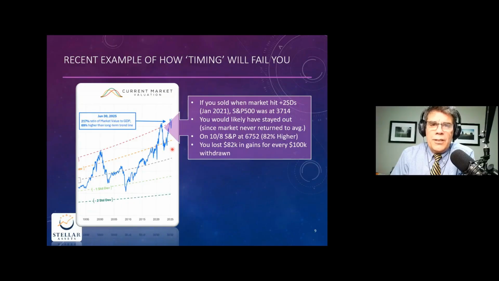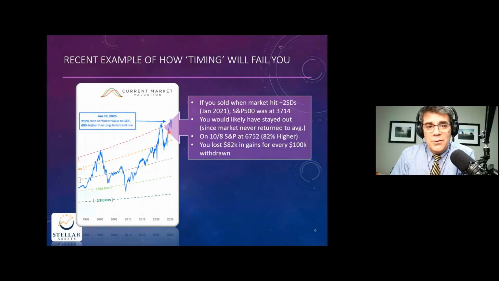and do a little thought experiment if you had tried to time the market. If you sold when the market first hit that 2 standard deviations, which is early 2021, the S&P 500 started the year at 3714. The market would have gone down and you would have been patting yourself on the back. But it never gets down to average, and it's questionable whether you would get back in over here. So we're going to assume that you don't get back in.